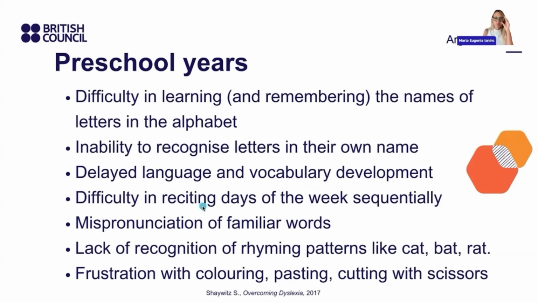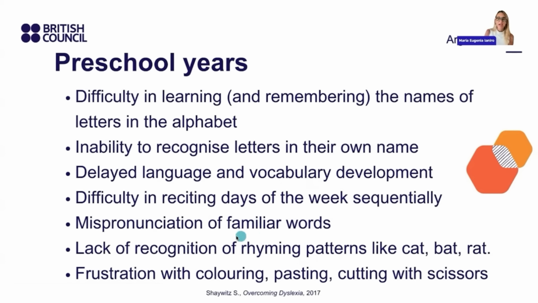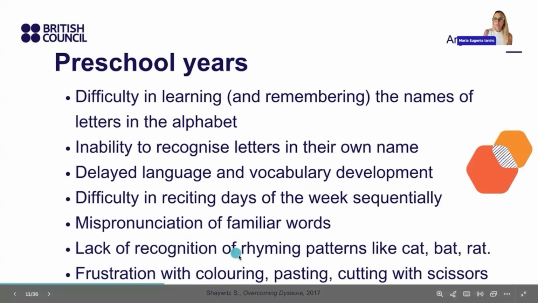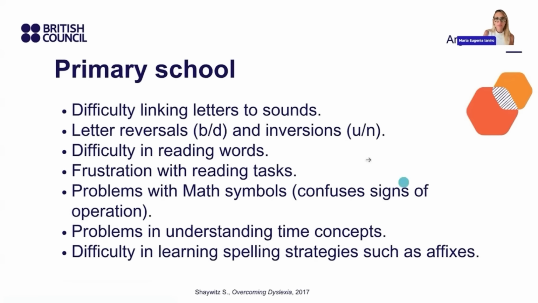They can have some mispronunciation of familiar words. And sometimes they don't recognize rhyme patterns such as cat, bat, rat, for example. And they get very frustrated when they have to color, paste, or cut with scissors. So what happens when students are in primary school?